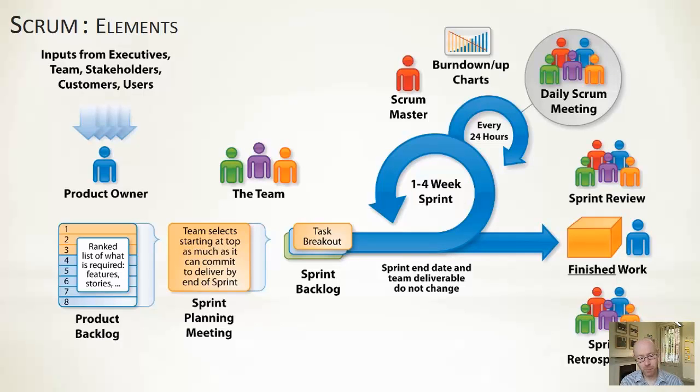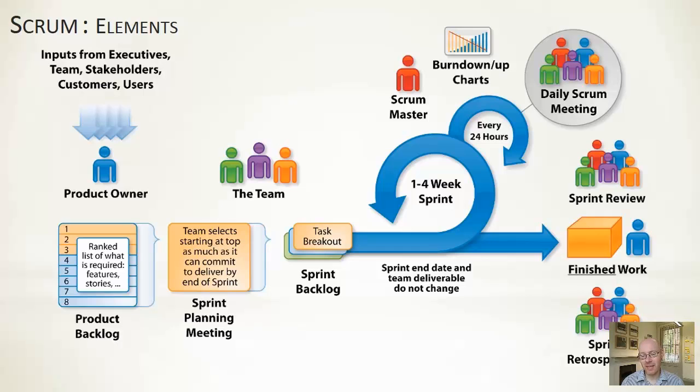Things like the product backlog and the sprint backlog are going to be the bulk of the documentation. That's where we're going to capture everything we need to do. The sprint then, the 1 to 4 week sprint, is where the work gets done. There are a few characteristics that occur within this, in terms of our daily stand-up meeting and burn-down charts.